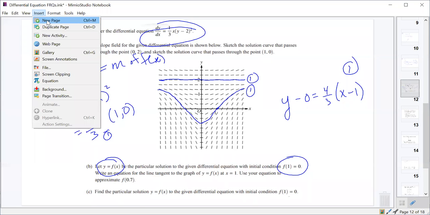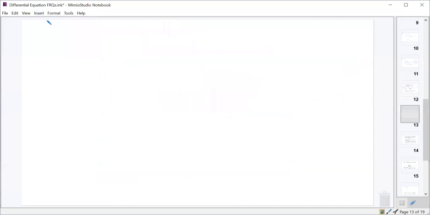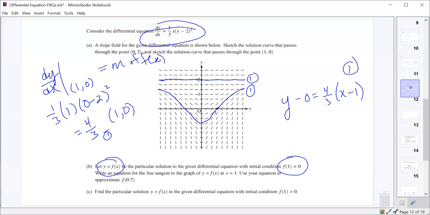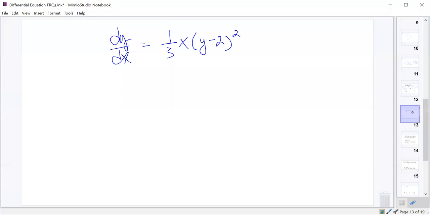All right. So for part C, it then wants us to actually solve the differential equation. So we need to go back and write out dy dx equals 1/3 of x times, what was it, y minus 2 squared, I believe. Yeah. And so we need to solve that differential equation with the initial condition that f of 1 is equal to 0. Oh, yeah, sorry. That's right.